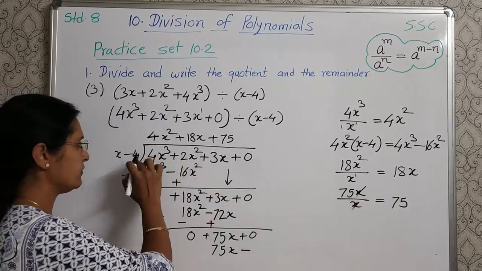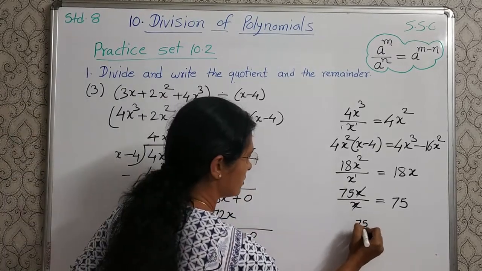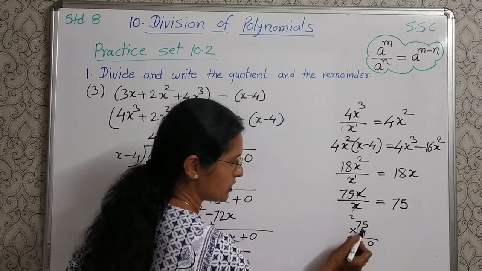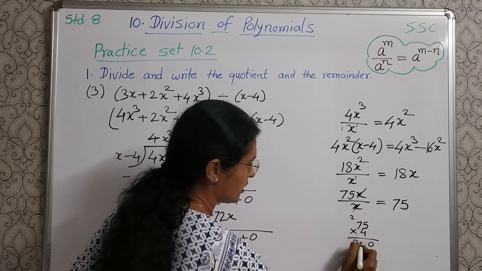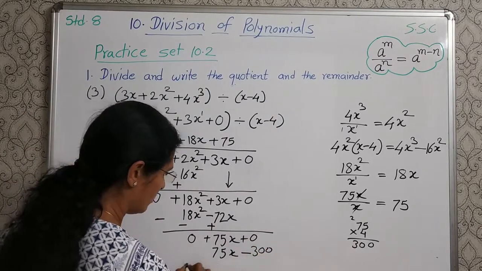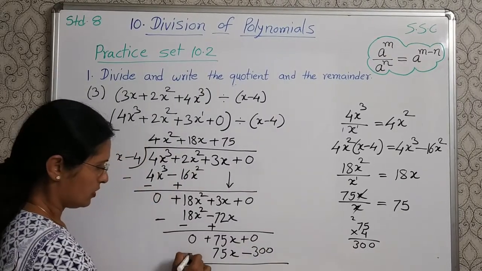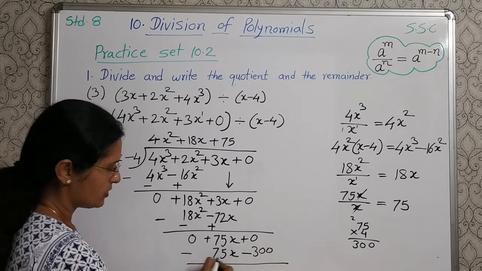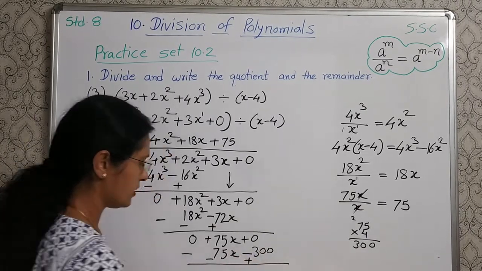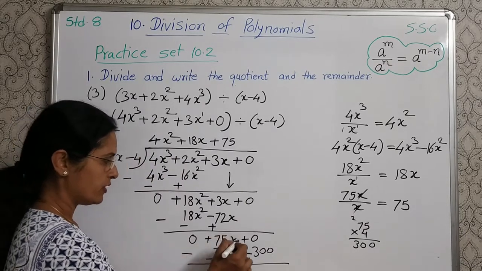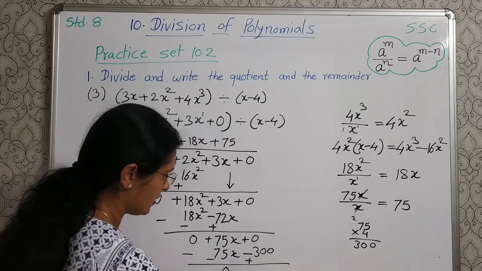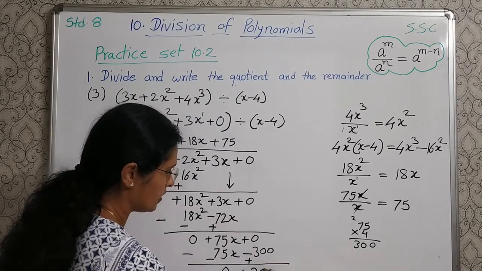Now 75 into 4 is how much? 75 into 4. 5 4s are 20, 2 carry over, 7 4s are 28 and 2 is 30. So it is 300 right here. Now subtract. Change the signs. Plus 75x will become minus 75x, minus 300 will become plus 300. Solve. 75x minus 75x is 0, plus 0 and plus 300 is plus 300.